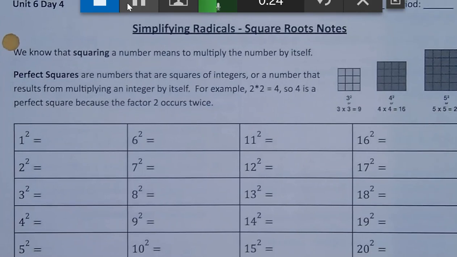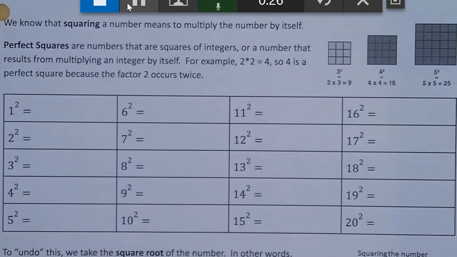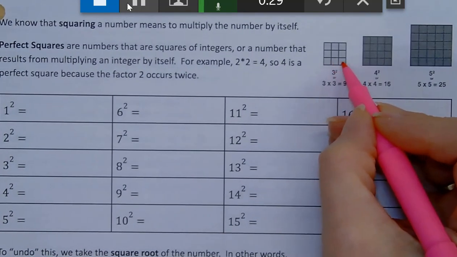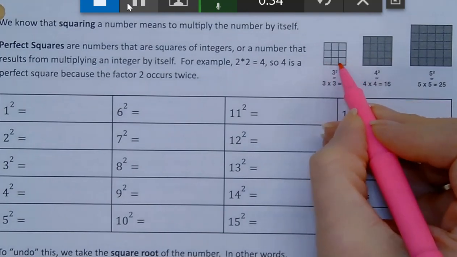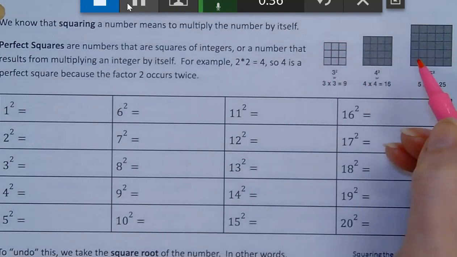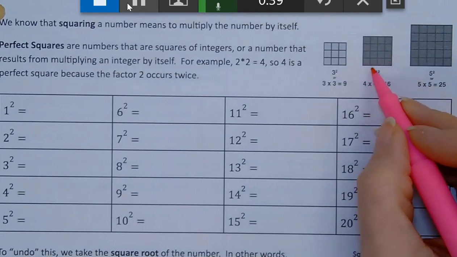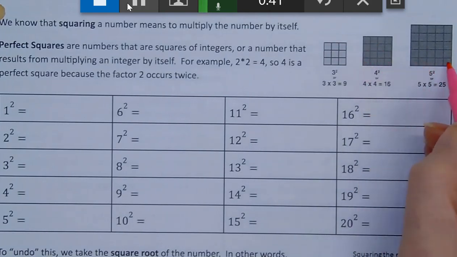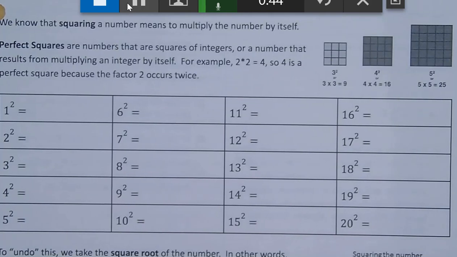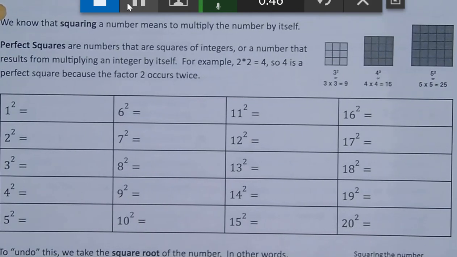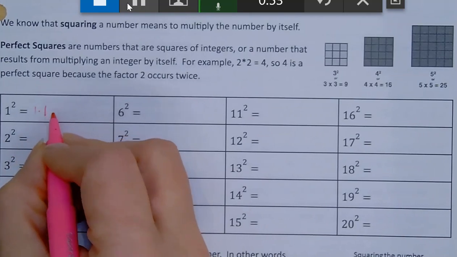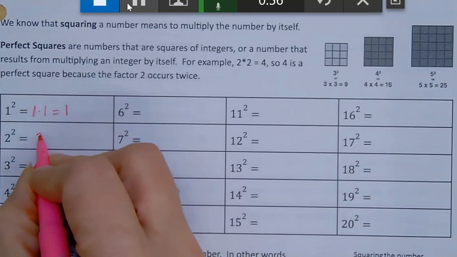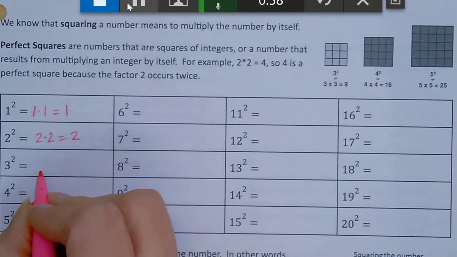These are just perfect squares, so a quick reminder. Perfect squares are called perfect squares because if you have, for instance, 3 squared, it means you have 3 to the side and 3 up and down, and it makes a perfect square. You have the same lengths on each side. This is a 4 by 4, or 4 squared, this is 5 squared. So if we have a perfect square, it means that if we were to take the square root of it, we would get an integer. So 1 squared just means 1 times 1, which is 1. 2 squared is 2 times 2, which is 4, and so on.